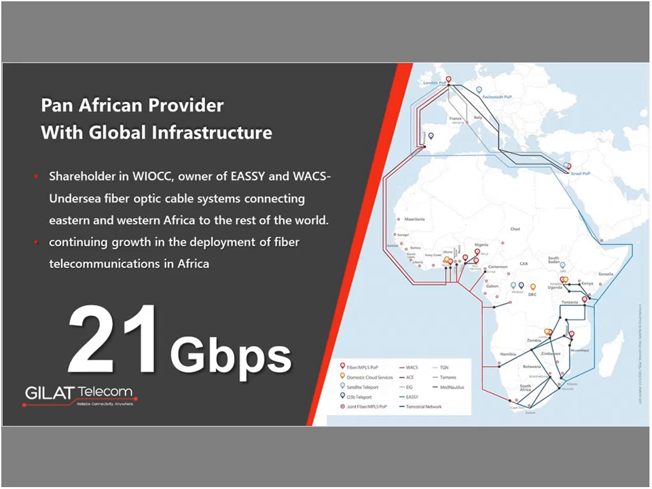And what WACS and Gilat, which is obviously part of WACS, did is buy an extensive amount of shares on 2 cables. One of them is the EASSY cable connecting the east coast of Africa to London, and the second one is the WACS undersea cable connecting the west coast of Africa to the internet.